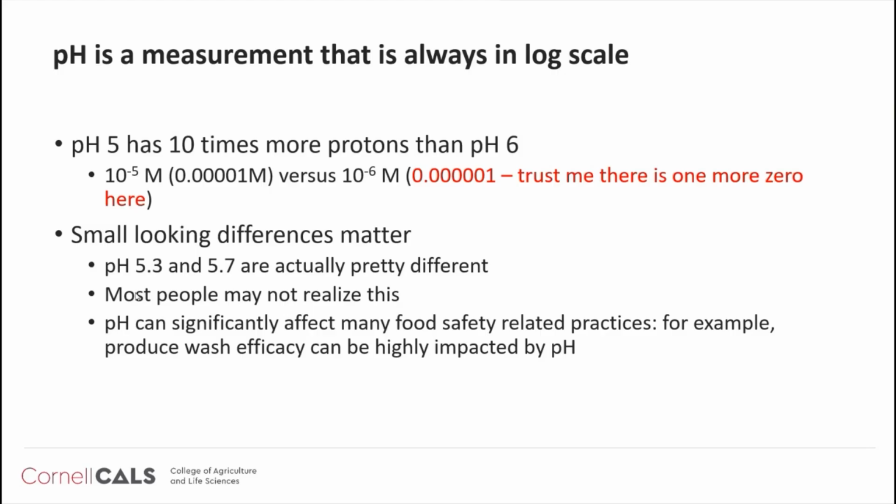Many people don't realize that and may not control their pH stringently enough in order to control pathogen growth or pathogen die-off, including in produce washes where efficacy can be highly impacted by pH. So again, that whole system applies, and that challenge of misleading people into thinking these are only small differences also applies to pH. Such a critical parameter in many ways where we control food safety issues.